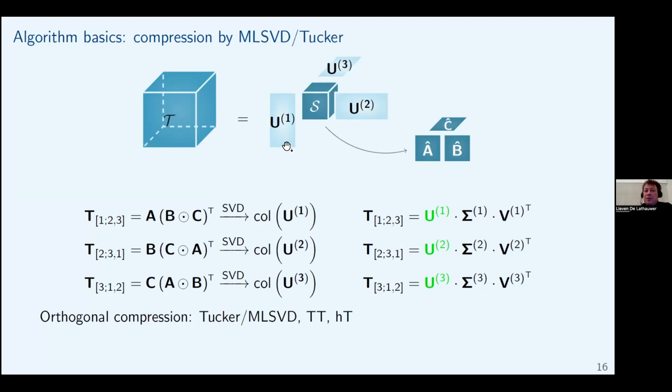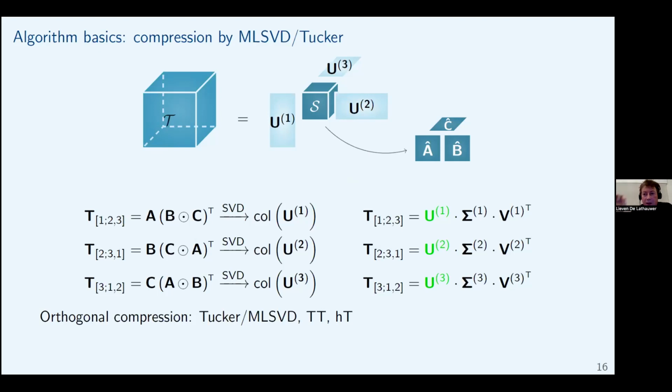So basically you're building an orthonormal basis for the column space, the row space, the fiber space. And so what you can do is put all the columns of this tensor one after the other in a very long matrix and look at the dominant subspace. There you have U1. Then put all the rows one after the other in a very long matrix, look at the dominant subspace, and you have U2, etc. This is called multilinear singular value decomposition or Tucker decomposition.